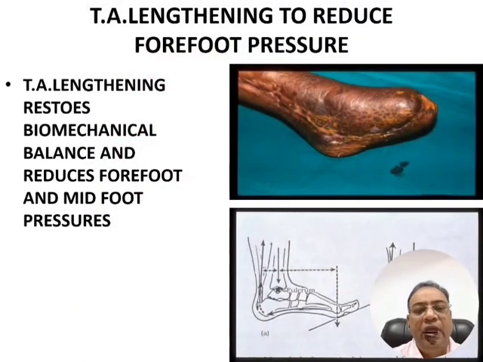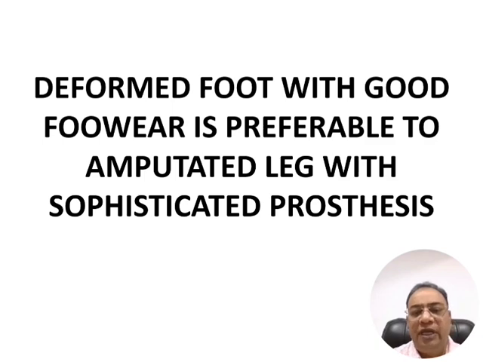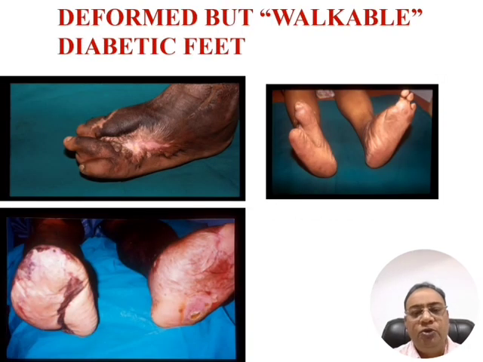achieved. As we all know, tendo-Achilles tightening is there once we go for a forefoot amputation, then the fulcrum is reduced. Because of the fulcrum going away, or mismanagement of the fulcrum, biomechanical changes occur, and there is more pressure at the forefoot or the midfoot where the transmetatarsal amputation has been done. The pressure goes on increasing there, so we need to release the tendo-Achilles to manage these ulcers. So a deformed foot with good footwear is preferable to an amputated leg with sophisticated prostheses. This is what I mean to say. A deformed foot is there, a walkable foot. So it's more preferred.